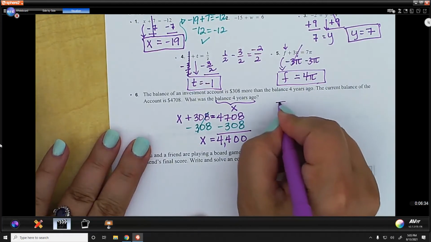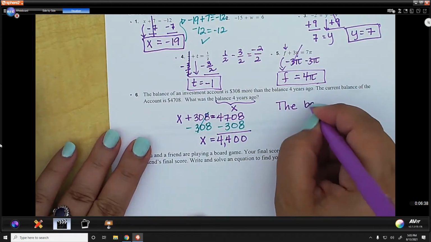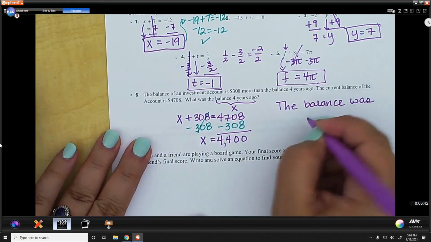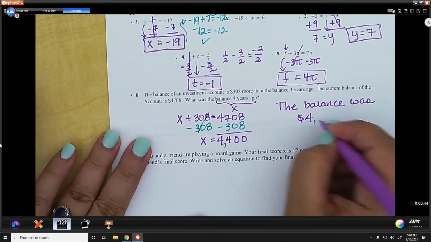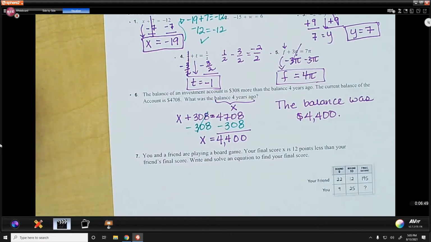So the balance was, it's a word problem, so we'll answer with a full sentence. So the balance was $4,400. There you go. That's the proper way to write that problem.